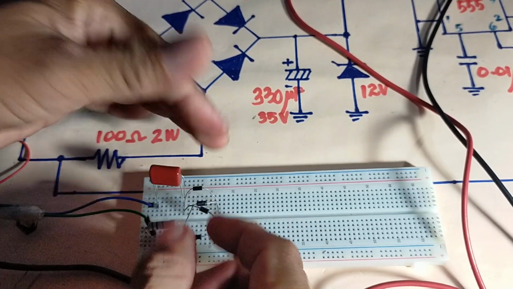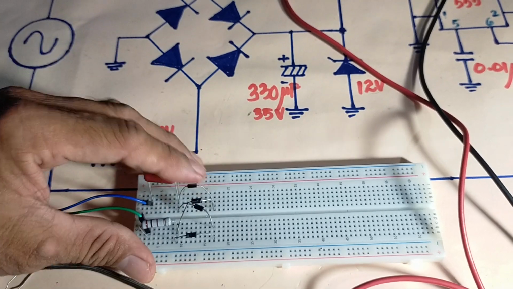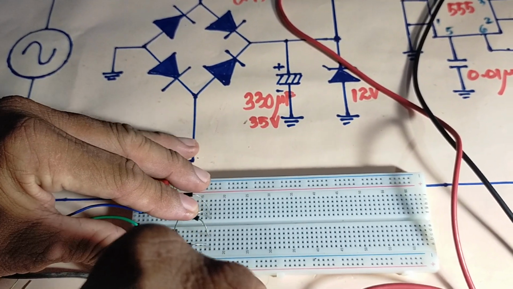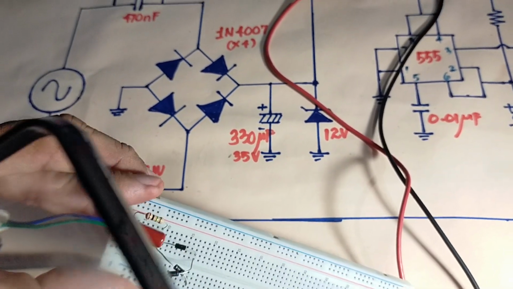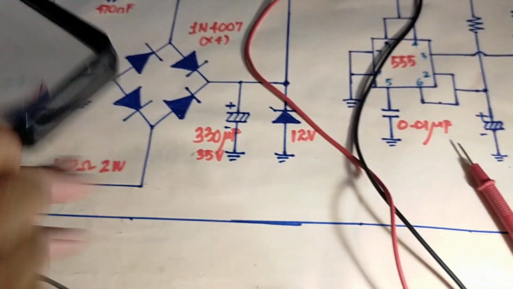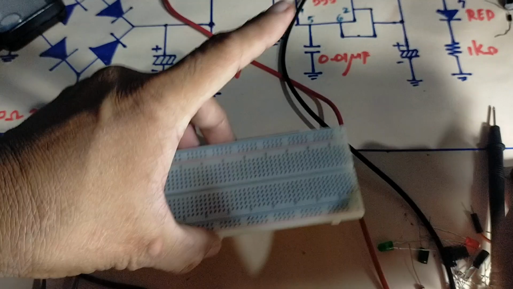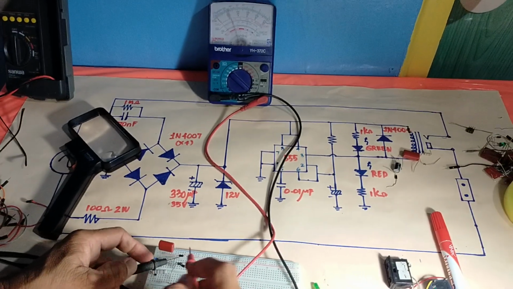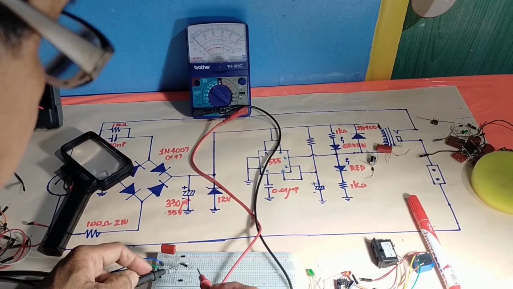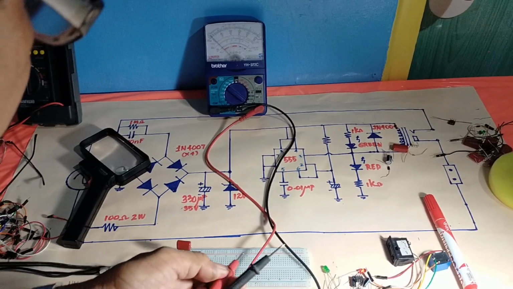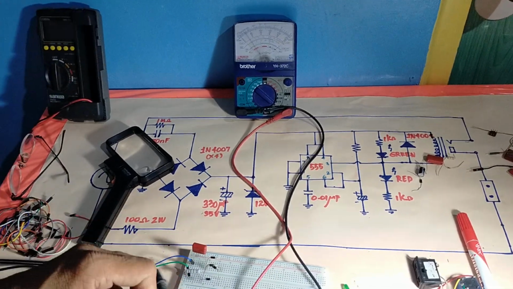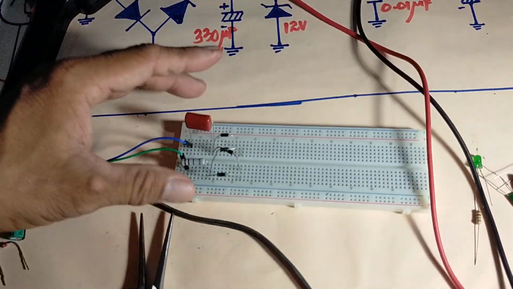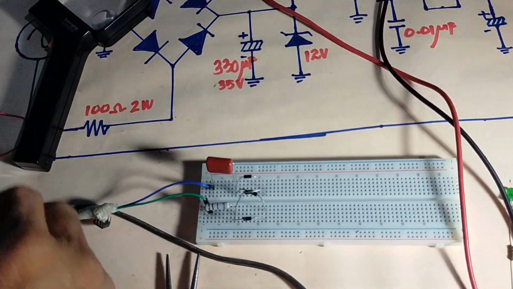So actually, the four rectifier diodes are connected in bridge configuration. Okay, let us check again. Check. This is now the anode and the cathode. Then the anode and the cathode. Then this one is the cathode and the anode. Okay, they are correctly connected on the breadboard. The four diodes now are connected in bridge configuration.